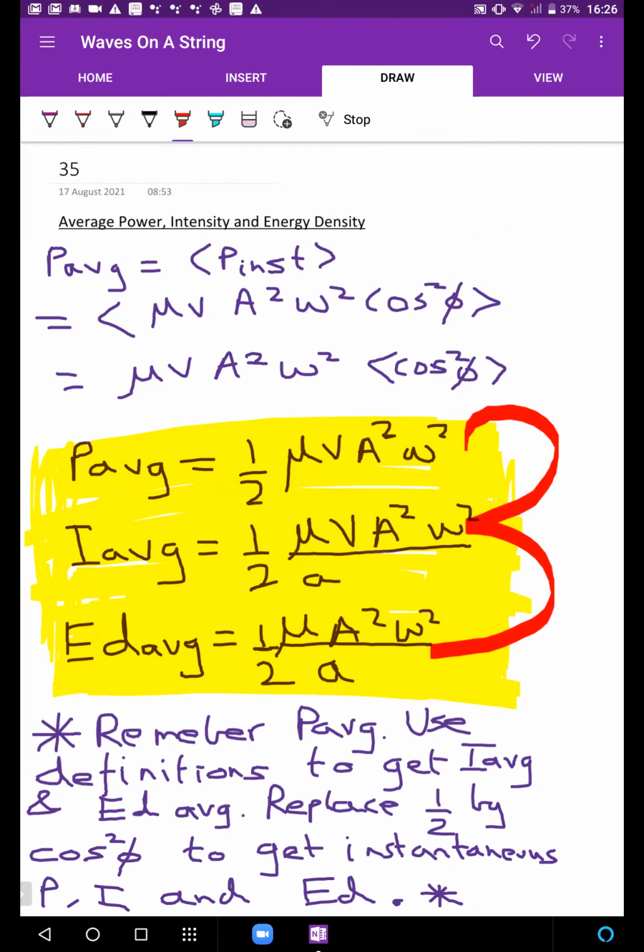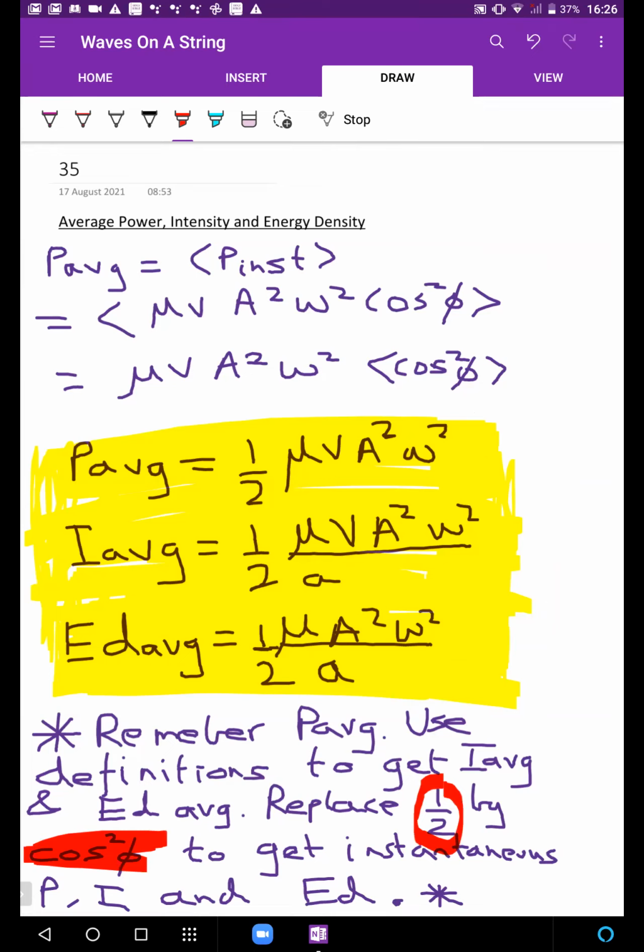And also अगर तुम्हें same चीज का instantaneous values का formula चाहिए, instantaneous power being transmitted, instantaneous energy density, then all you need to do is replace half by cos square phase, because the original function had cos square phase. Half is just its average value. Replace half by cos square phase to get instantaneous P, I and energy density.